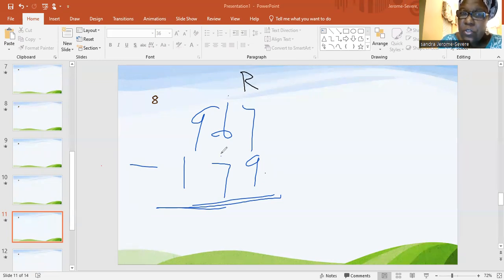So you could go to your next door neighbor, which is 6. Can I borrow 1 from you? Yes, you could borrow 1. I'm going to show you this 2 ways. So 6 becomes 5, and the 1 goes right here. Now let's keep going. 17 take away 9 is what? It should be 6.